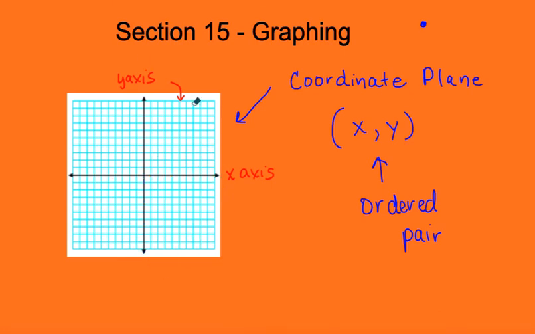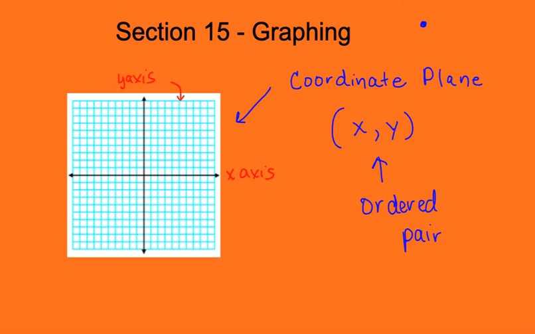Those axes break this coordinate plane into four quadrants, and we call this quadrant 1, this quadrant 2, quadrant 3, and quadrant 4. So anytime we're reading the graph, we're actually going counterclockwise, okay? So quadrant 1, 2, 3, and 4. Ordered pairs exist in those quadrants.